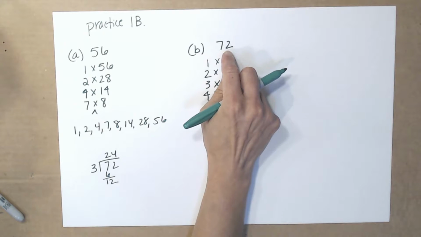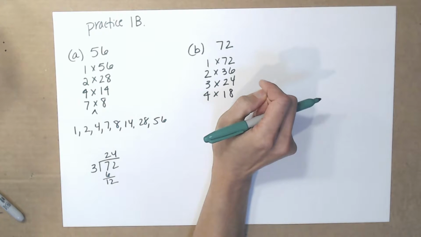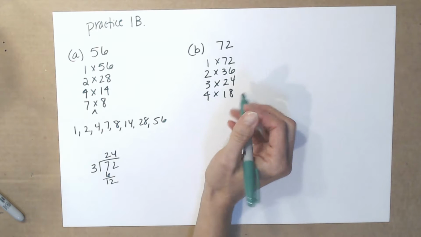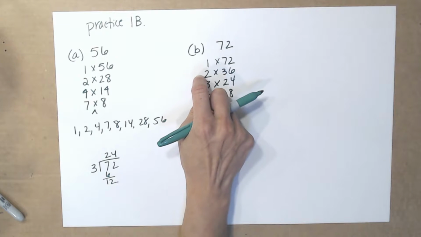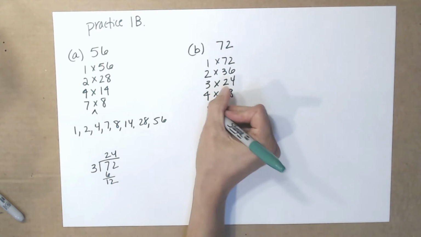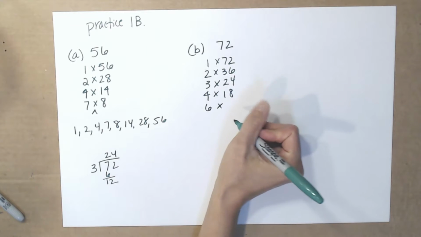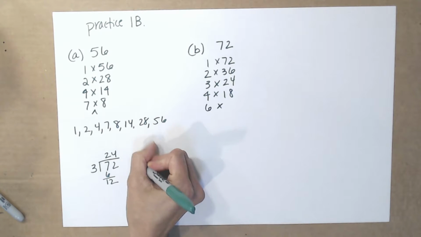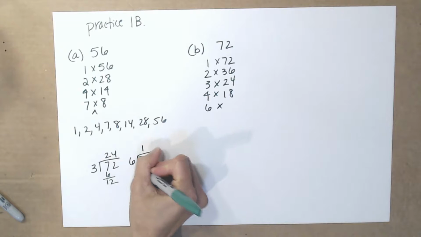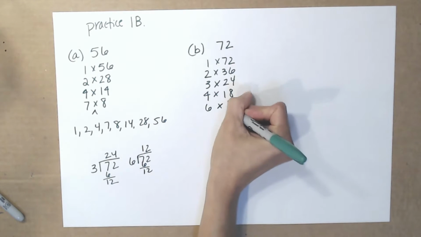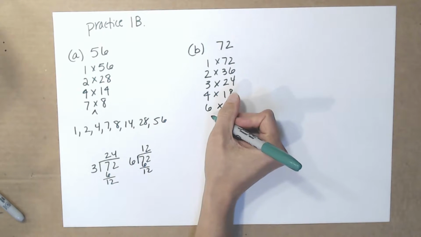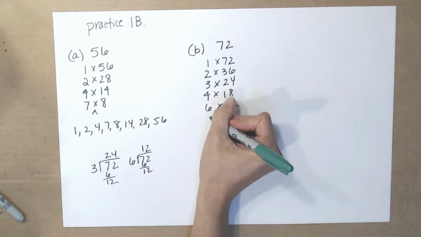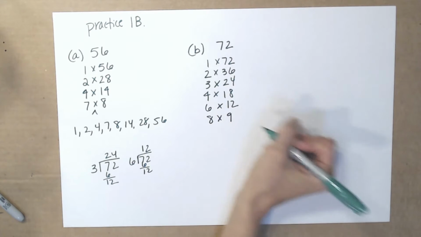5 will not work. 6. Now we learn that if 2 is a factor and 3 is a factor, then 6 must be a factor. So let's divide 6 into 72. You get 12. 7 does not go into 72, but 8 times 9 is 72.